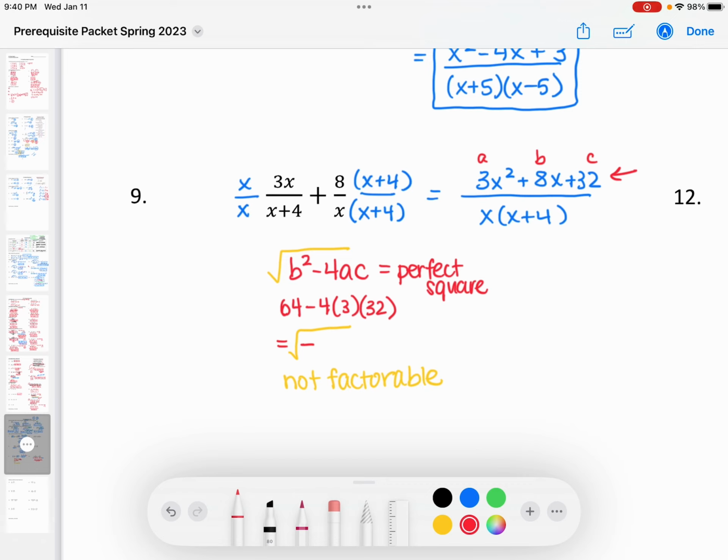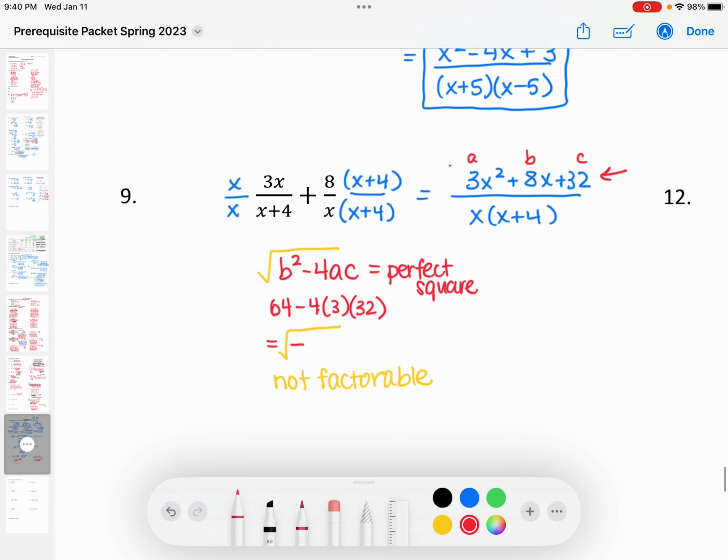B squared minus 4ac, if it comes out as a perfect square, then I know at least I should try to factor it. It will factor. This one doesn't factor. It became a negative. Not only was it not a perfect square, but it was a negative, so that would be my final answer. I can't do any more than that.